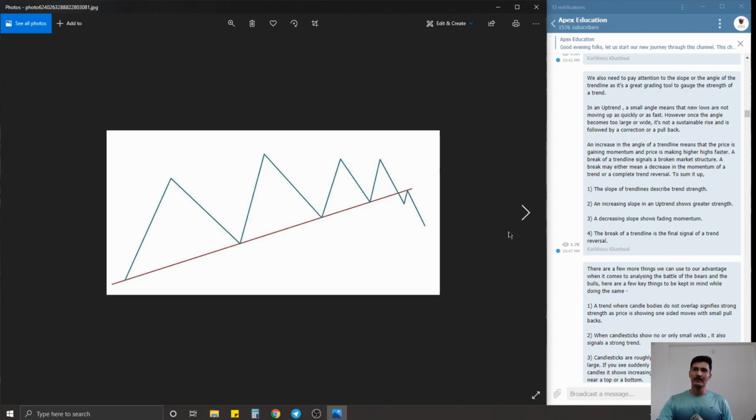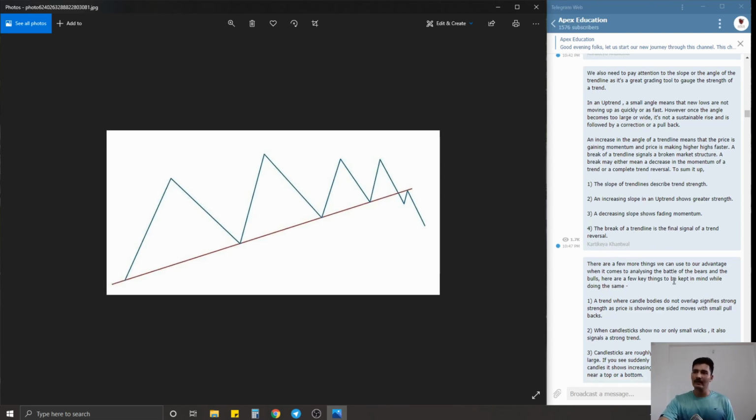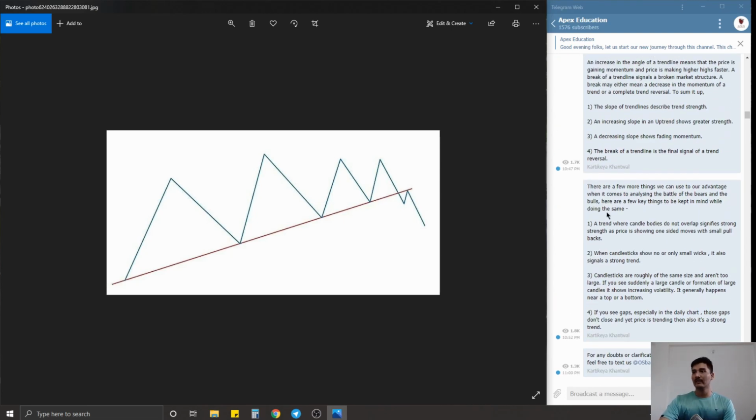Now, the final nail in the coffin for any trend has to be the break of the trend line. That basically signifies a reversal, or at least invalidating that trend. It might be range bound or reversed after that, depends on further price action. Now, there are a few other pointers as well that you can use to quickly come to conclusions whether that trend is sustainable or not.